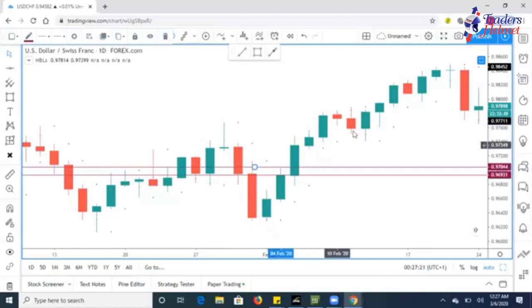Notice how profitable it would have been. We might have lost on 1 or 2 occasions, but notice how profitable it would have been if we do our position sizing properly.